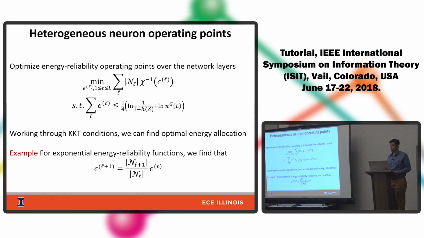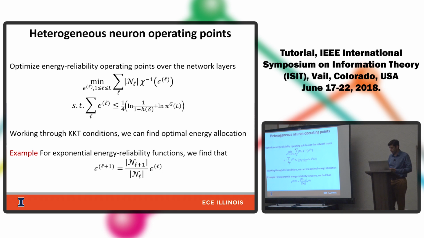Okay, and now again, we have the KKT conditions for the optimization problem. We want to minimize the total energy under the reliability constraint, which I've written in a slightly easier form. And again, we can work through the KKT conditions to find the optimal energy allocation. Again, as an example, if we have an exponential energy reliability function, which is the thermodynamic limit for CMOS, and also observed essentially for spin electronics, we find that we should allocate energy in a heterogeneous manner, geometrically from layer to layer, but also weighted by the size of the layer.